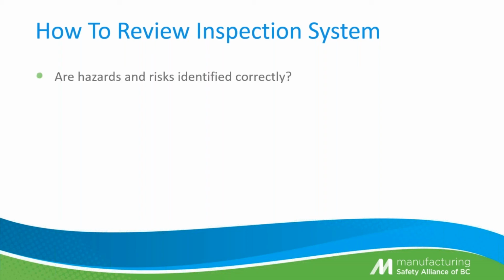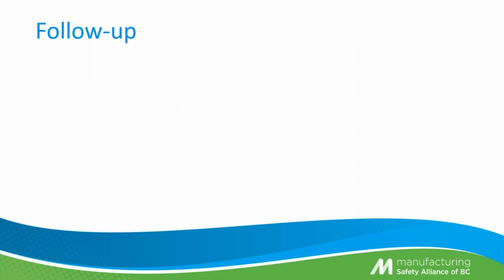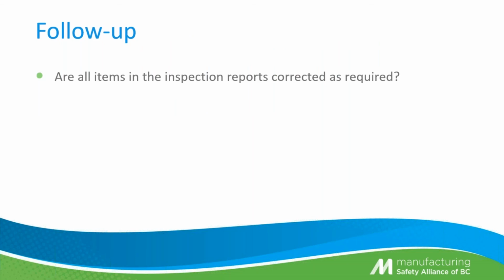We're going to review the inspection system. We are going to look at the hazards and the risks. Are they identified correctly? Is there a frequency of inspections? Is it appropriate? We talked about this earlier. So when we're reviewing, are the hazards identified correctly? Is it rated properly? Are we looking at the right thing? Is the frequency the same? Are they documented and are they posted? Remember, we want to post our monthly inspections on our Joint Health and Safety Committee board.